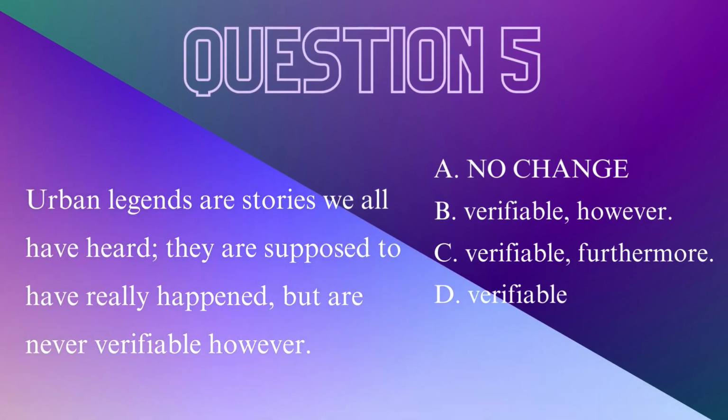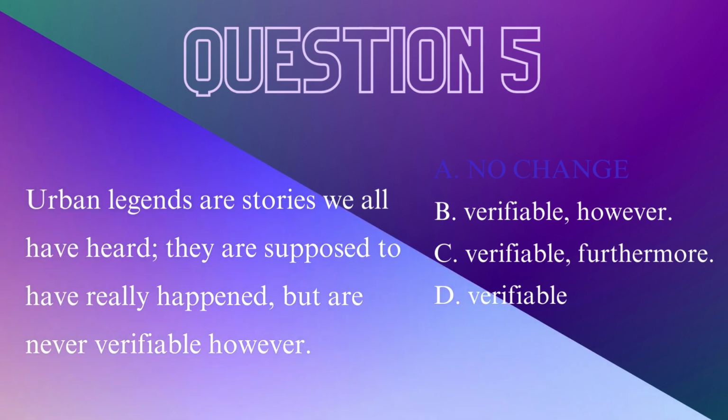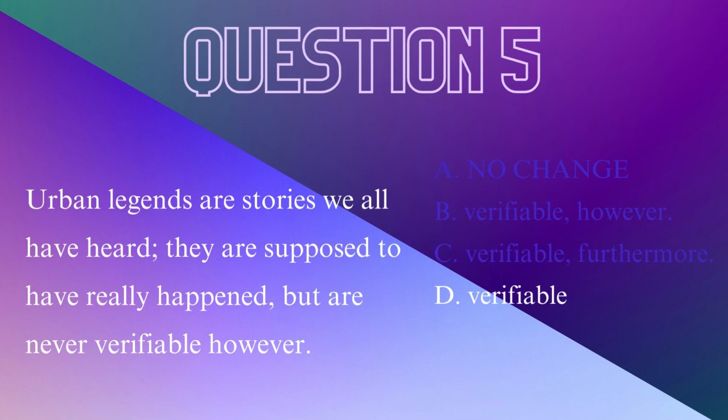Question 5. Urban legends are stories we have all heard. They are supposed to have really happened, but are never verifiable, however. Is that correct? No. We really do need a comma to separate the extra however from the rest of the sentence. Should we use however, furthermore, or should we end the sentence with a period after verifiable? If you watched lesson 1, you'd quickly determine that the best way to write this sentence is the shortest way. Choice D is the correct answer.